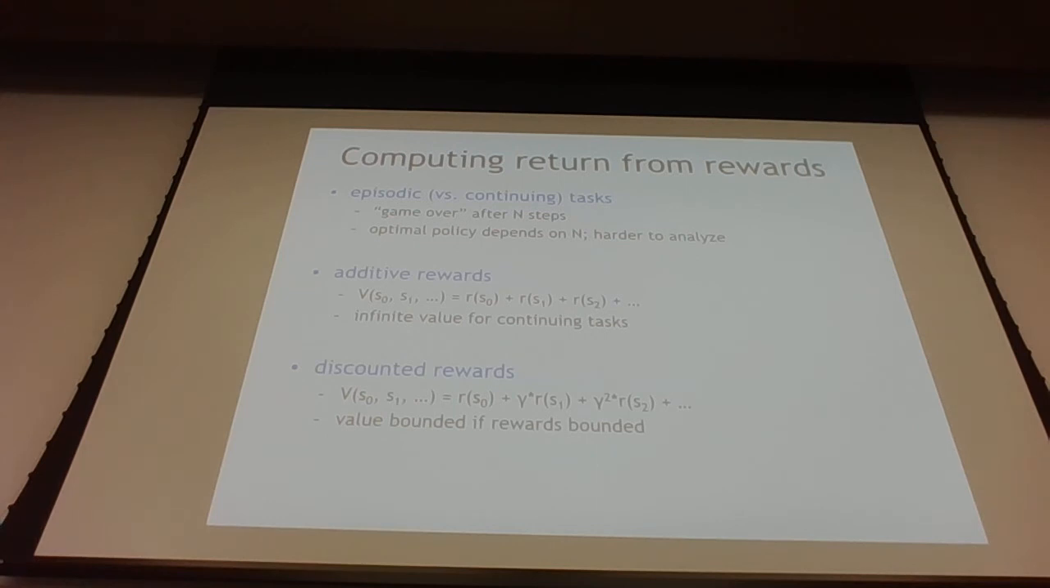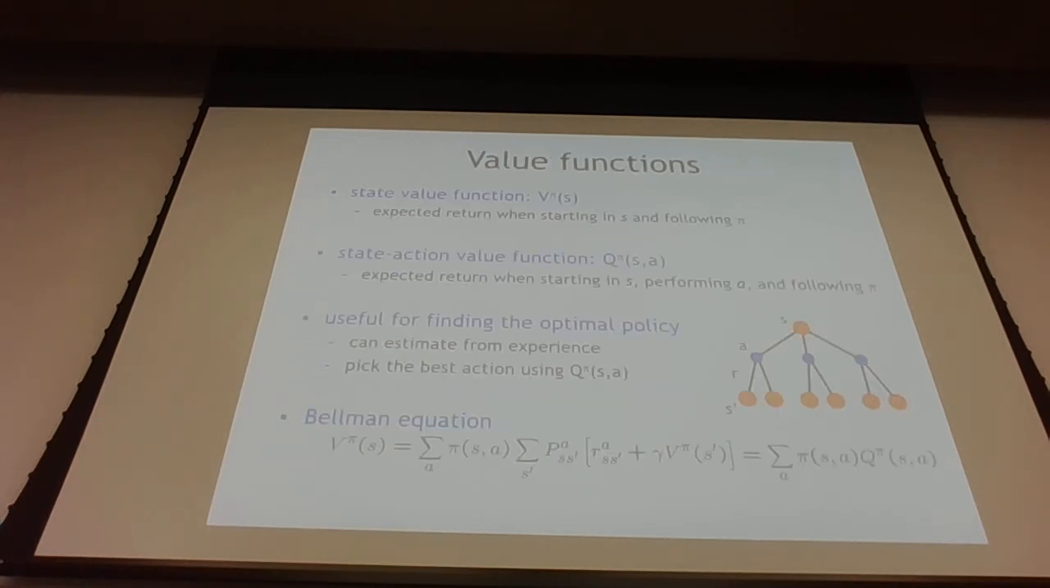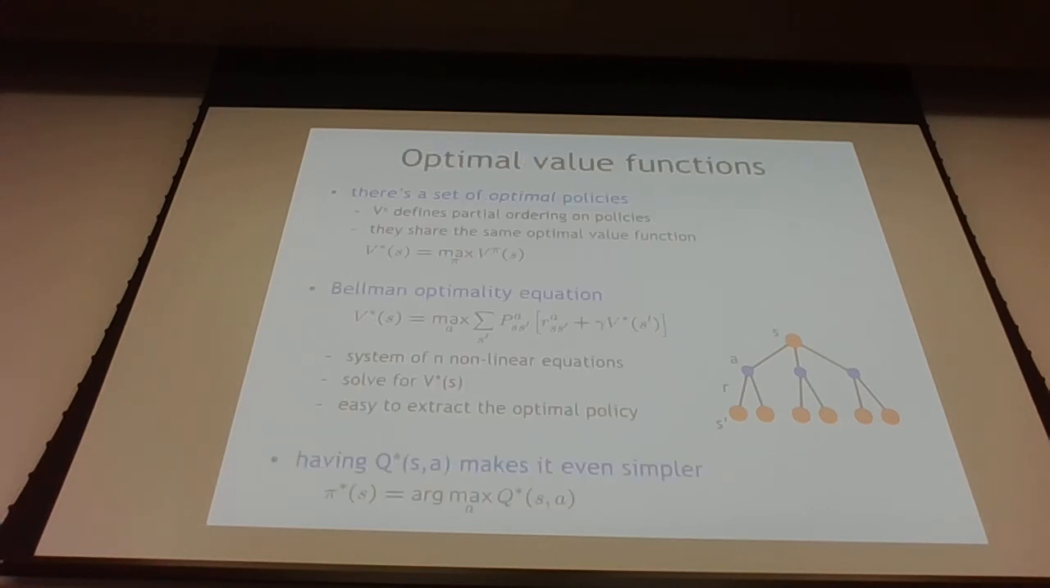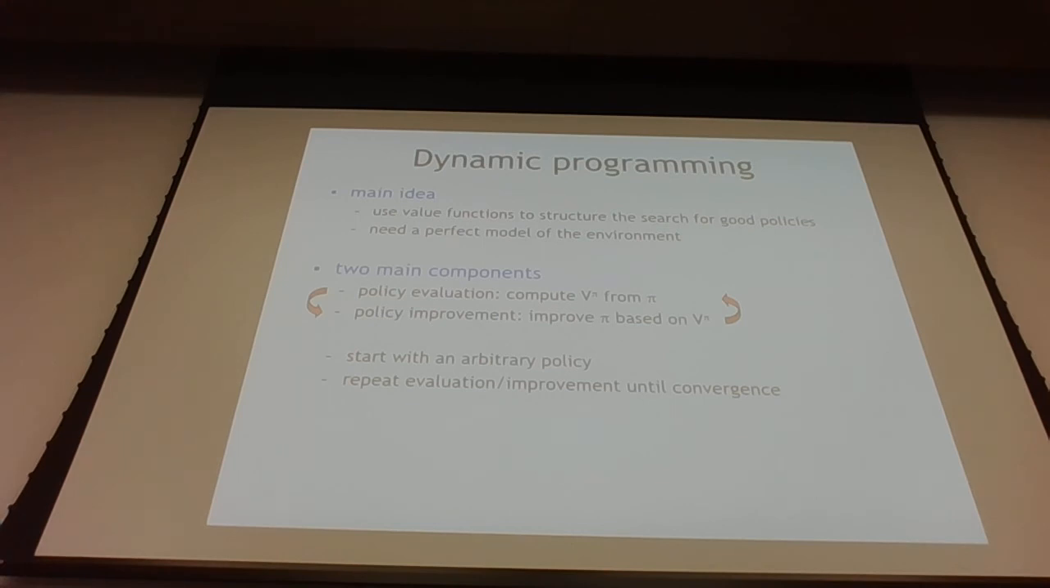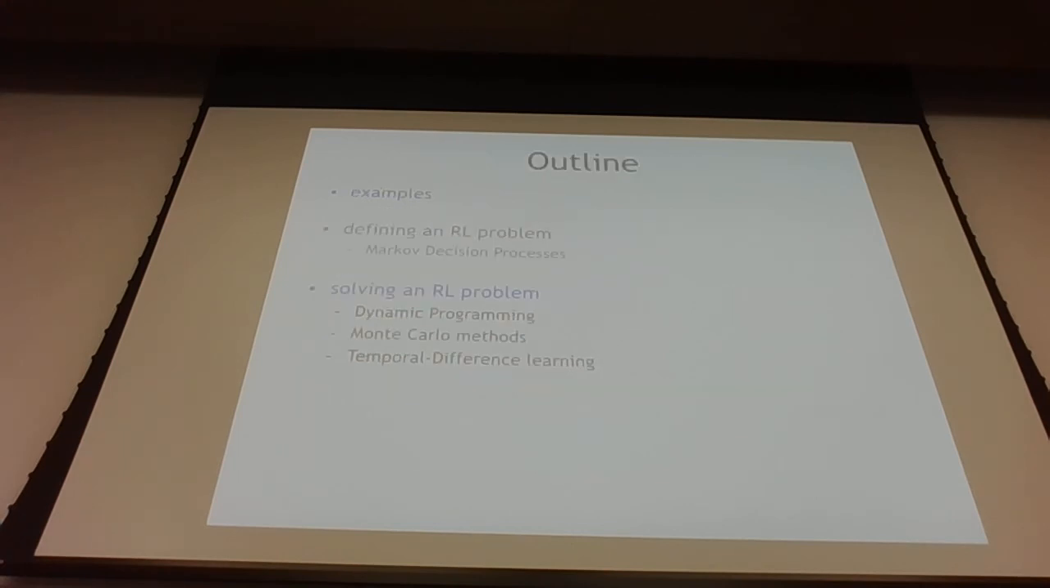Computing, this we have already understood. And value functions we have talked about, the Bellman equation and all that, and optimal value functions and all that. So now, solving a reinforcement learning problem. You can do dynamic programming, which is basically exploring all possible possibilities, but in a structured way. Or you can have Monte Carlo methods, which is a randomized simulation.